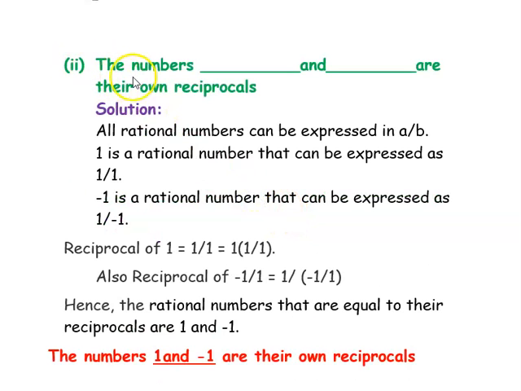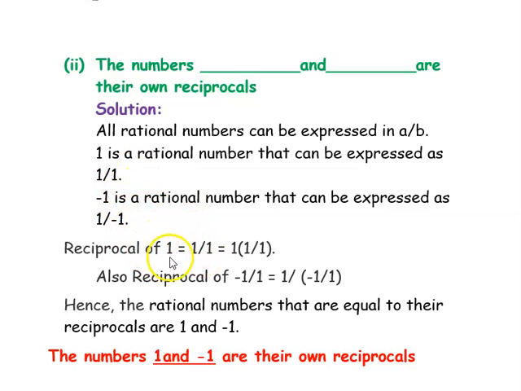So, next question is the numbers dash and dash are their own reciprocals. So, solution. So, we are asking that you have two numbers which have their own reciprocals. So, if we'll check that, we'll take the rational number 1. So, the rational number 1 can be expressed as 1 by 1. And if you take the rational number negative 1, which can be expressed as negative 1 divided by 1.